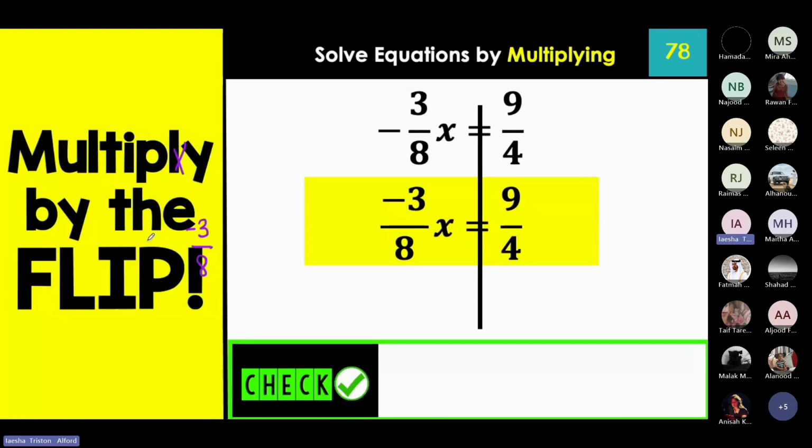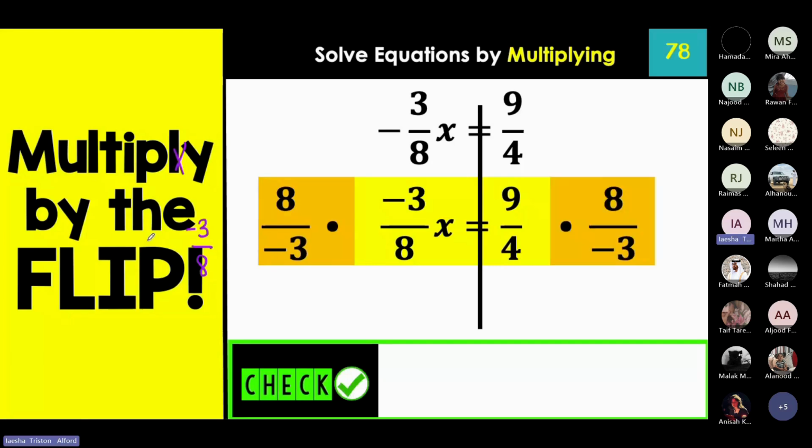What's your flip? +8 over -3. Both sides. Multiply -3 over +8 by +8 over -3, and you get +1. So delete the x, keep it down.